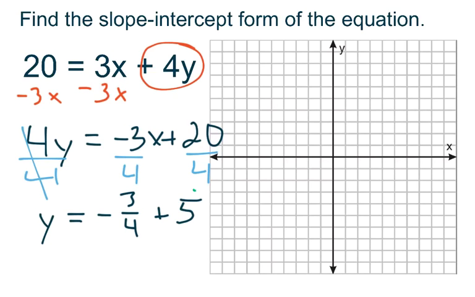So how do we graph this? The plus 5 is where we cross our y-axis. 2, 3, 4, 5. Go up 5, place a point there. Make that a little bit bigger. There we go. And then this negative 3/4, this negative sign either can go at the top or with the bottom.